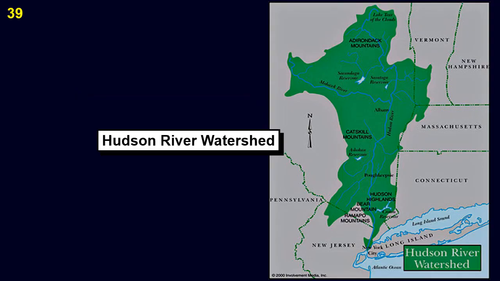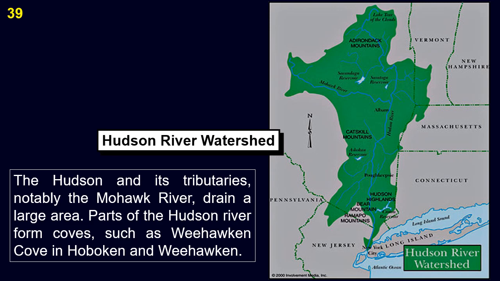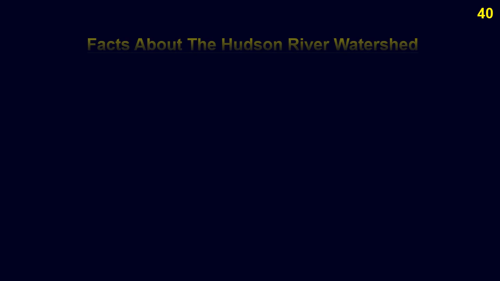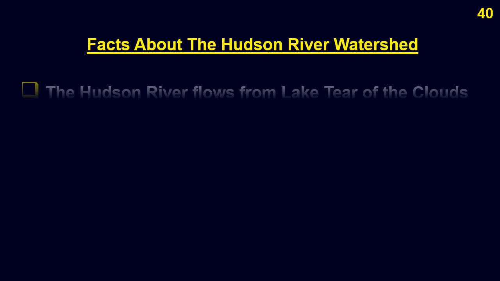The Hudson and its tributaries, notably the Mohawk River, drain a large area. Parts of the Hudson River form coves, such as Weehawken Cove in Hoboken and Weehawken. Facts about the Hudson River watershed. The Hudson River flows from Lake Tear of the Clouds in the Adirondacks through New York Harbor to the mouth of the estuary in New Jersey.